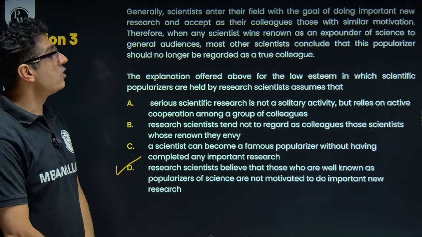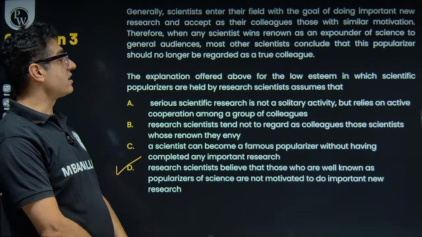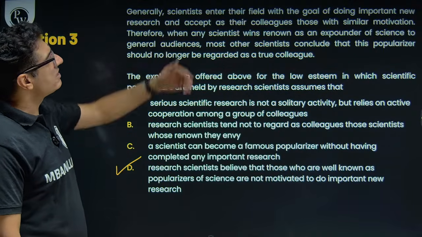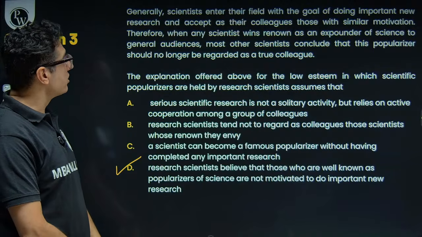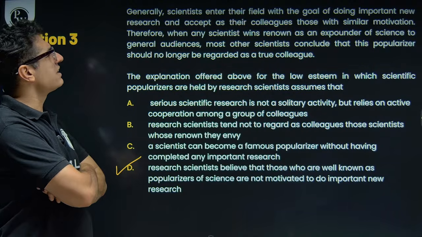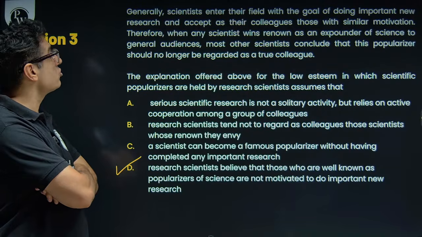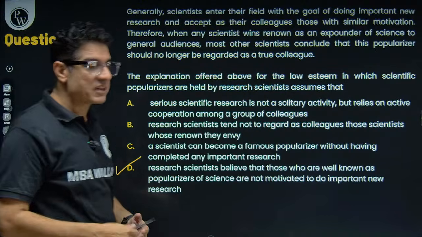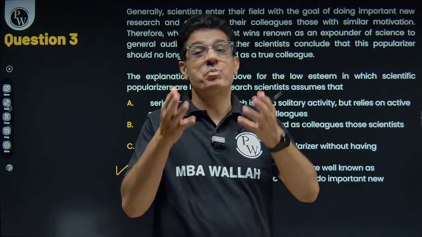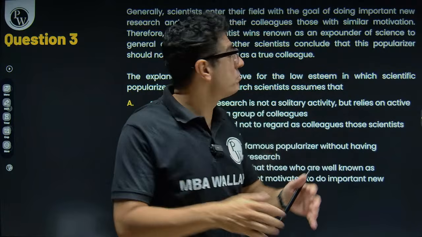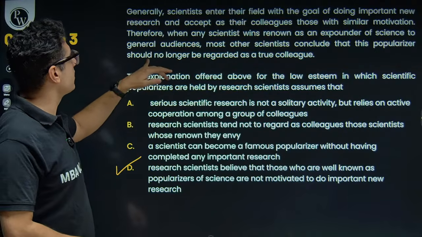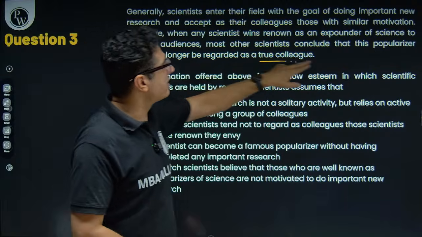Explanation offered above for the low esteem held by research scientists assumes that. So generally, scientists enter their field with the goal of doing important new research and accept as their colleagues those with similar motivation. Therefore, when any scientist wins renown as an expounder of science to general audiences. So, if there is a scientist who becomes popular for how he goes on to explain science to general people, other scientists, most other scientists conclude that this popularizer should no longer be regarded as a true colleague.